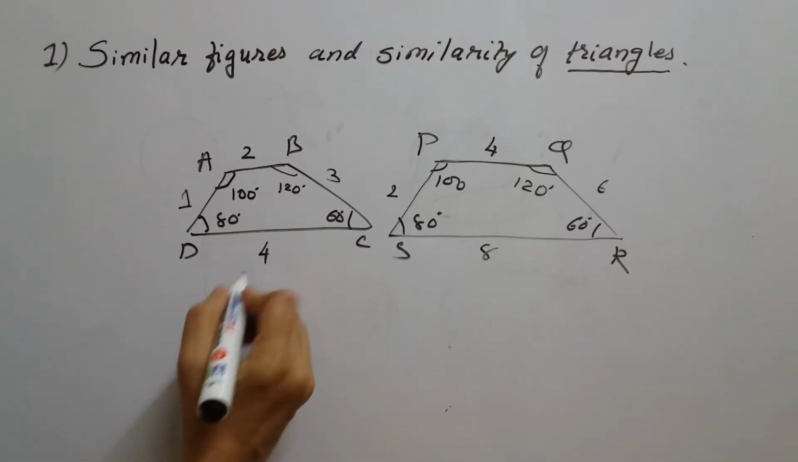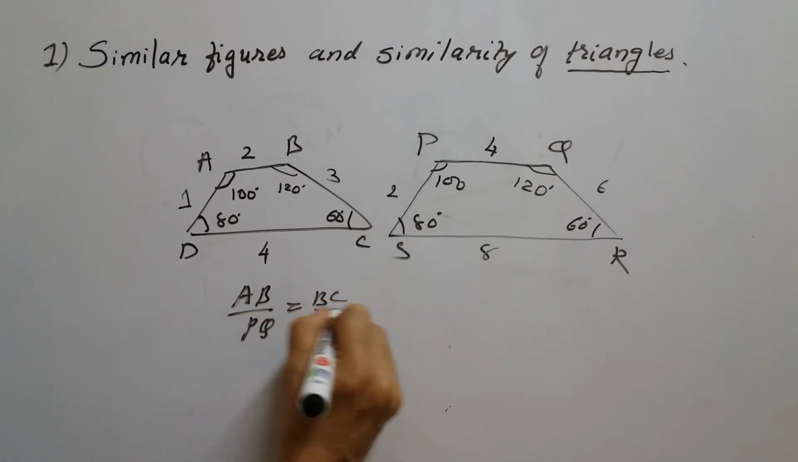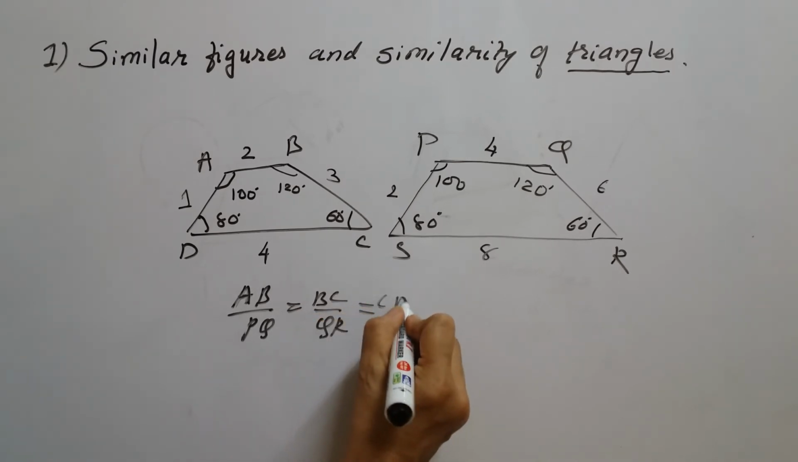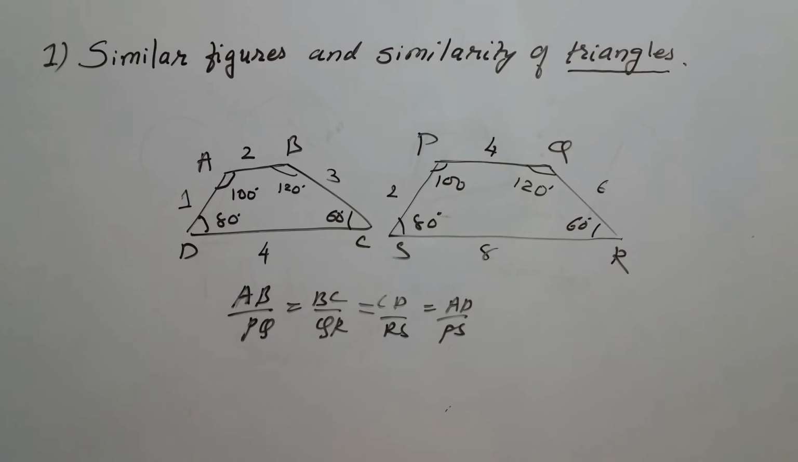So I can say AB by PQ is equal to BC by QR is equal to CD by RS, it is equal to AD by PS. Okay. So in two polygons, when can we say that the polygons are similar? When corresponding angles are equal and the sides are in proportion, we can say that polygons are similar polygons. Okay. Corresponding angles have to be equal and corresponding sides have to be in proportion. Then we can say that two polygons are similar polygons.